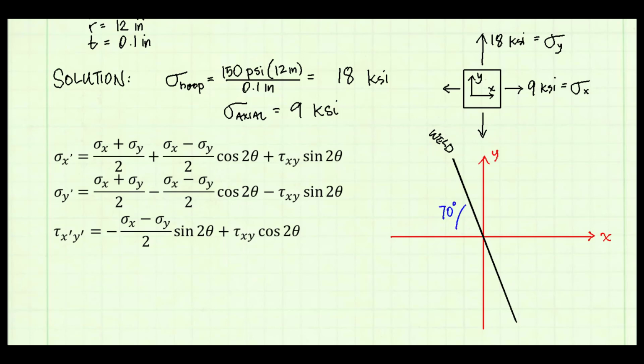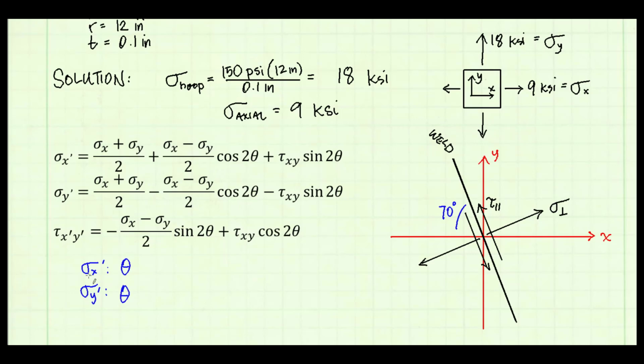My normal stress on the weld is going to be perpendicular to the weld line. So this is the orientation of the normal stress. The shear stress is going to be acting parallel to the weld. So here's the orientation of the shear stress. To find the normal stress, I can use either the sigma x prime equation or the sigma y prime equation. Depending on which equation I use, the value for theta will change.